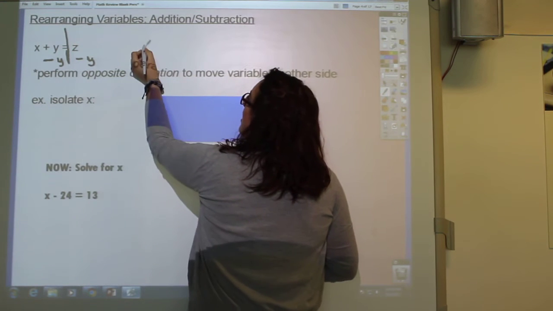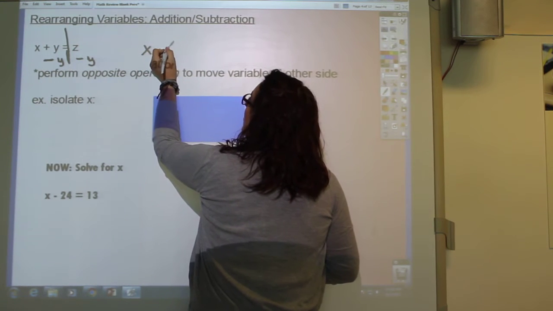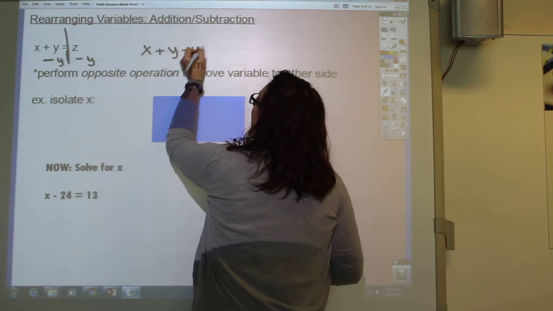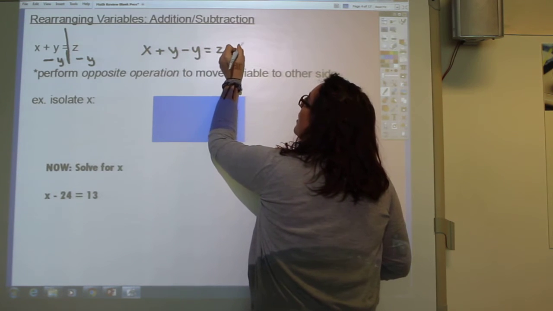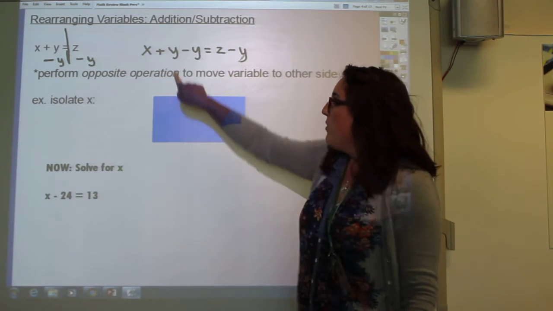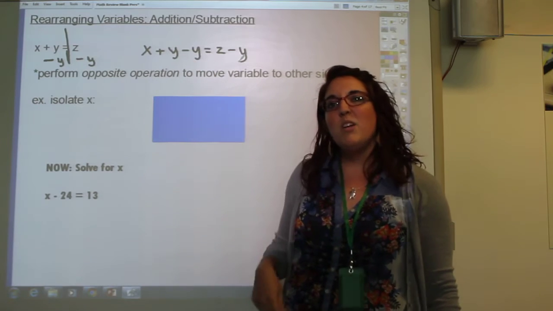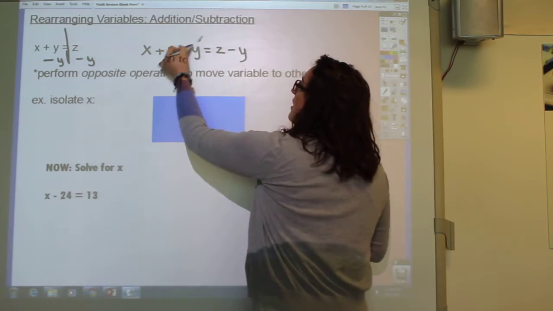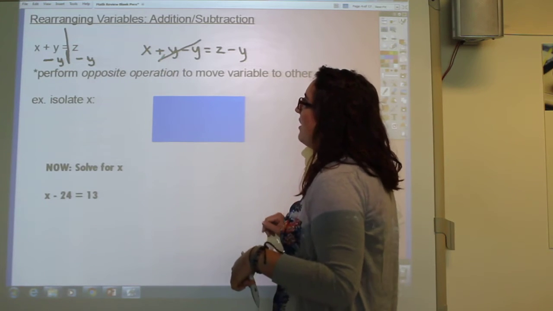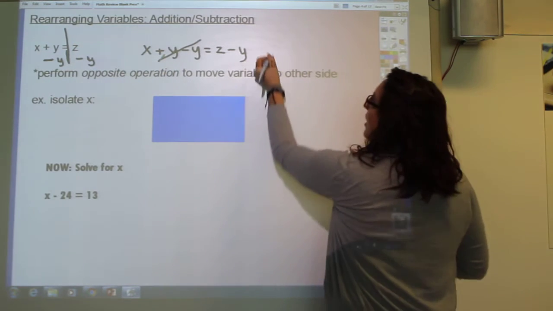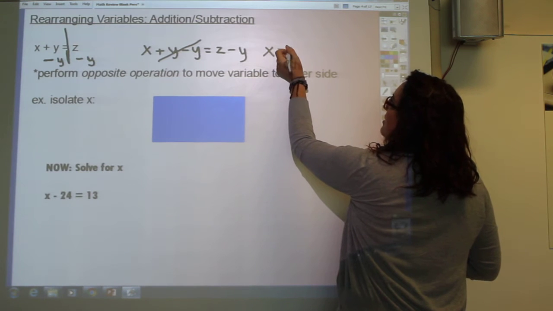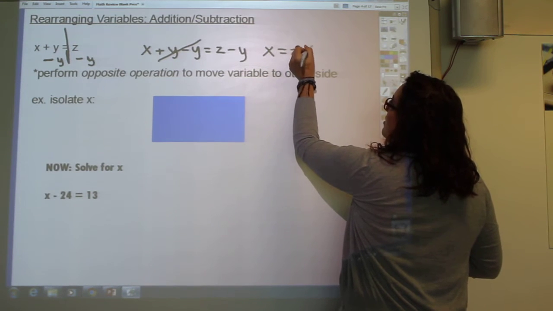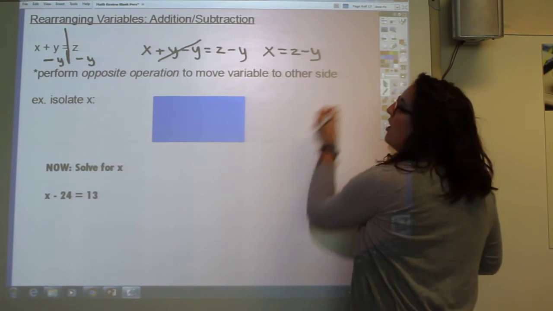That gives us x plus y minus y equals z minus y. Now we know if we have y minus y, that means that it's 0, so it doesn't exist anymore on this side. So we can just cross out our y's on the left side, and after that we will receive x all by itself like we wanted. So we have z minus y on the other side.